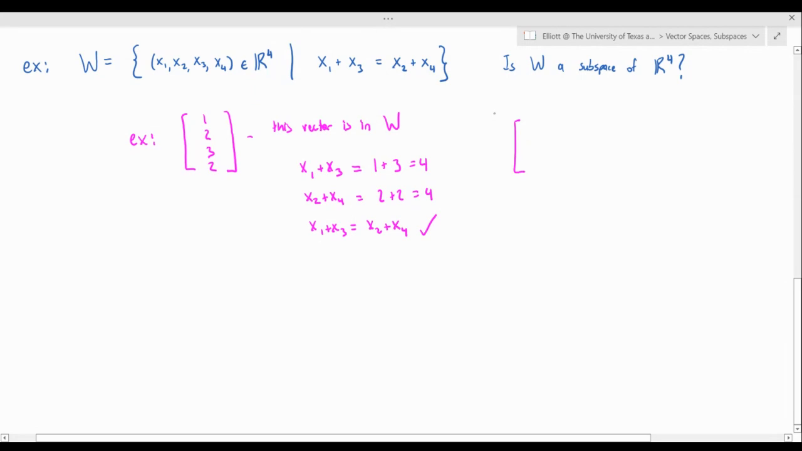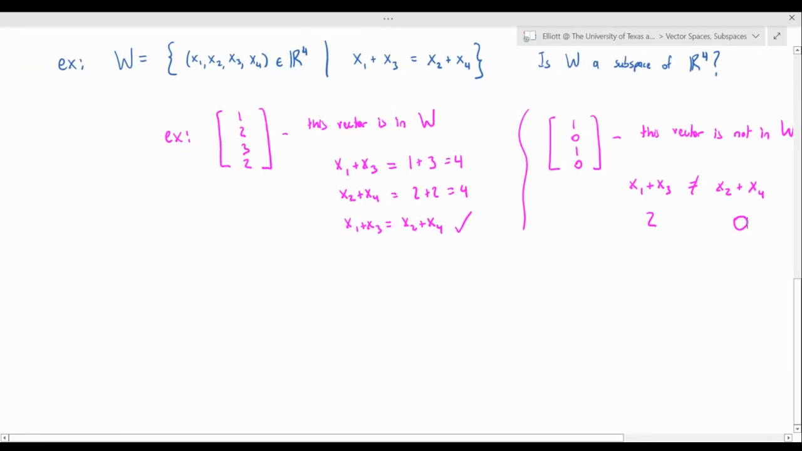In contrast, something like this vector here is an example of a vector that is not in W. For this vector, the first and the third components added up is not equal to the second and the fourth components added up. If you add the first and the third components, that's 2. If you add the second and the fourth components, that's 0. See? Because these are not equal to each other, this vector is not in W, okay? So this is just trying to make it a little more clear what this notation means. It defines which vectors in R4 are inside of W. To be inside of W, the vectors have to satisfy this condition, okay?